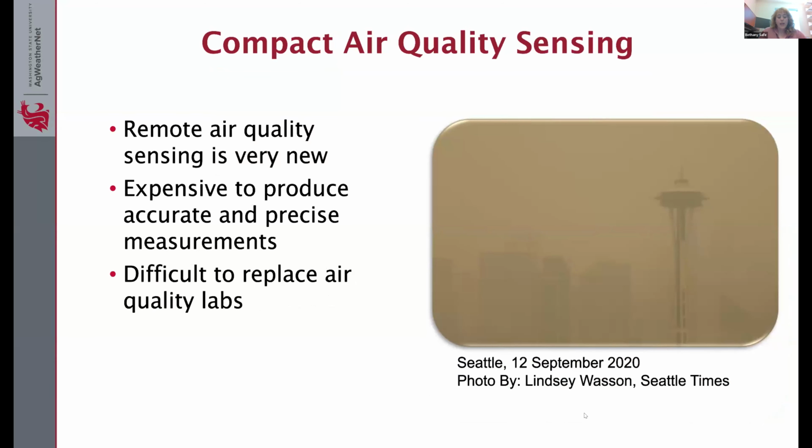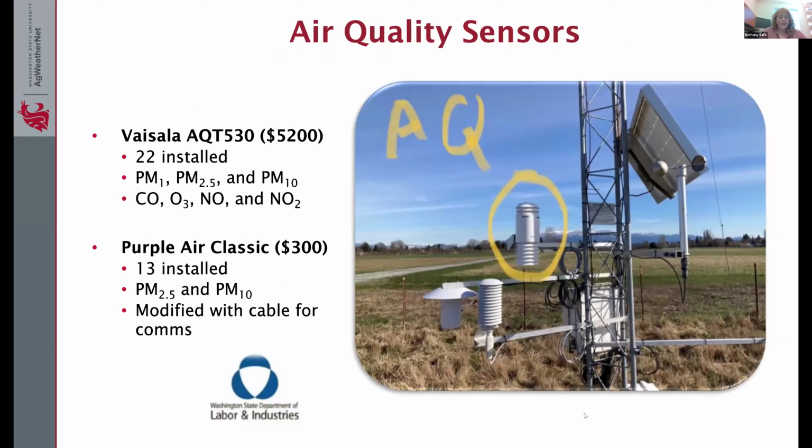So when it comes to air quality, remote sensing and remote sensor technology is still very new. It can be very expensive to produce accurate and precise measurements, and even with the technology we have now, it is still very difficult to replace air quality labs. Our pilot air quality program is primarily funded by the Washington State Department of Labor and Industries, and we're always looking for additional grant opportunities to help supplement this as well.